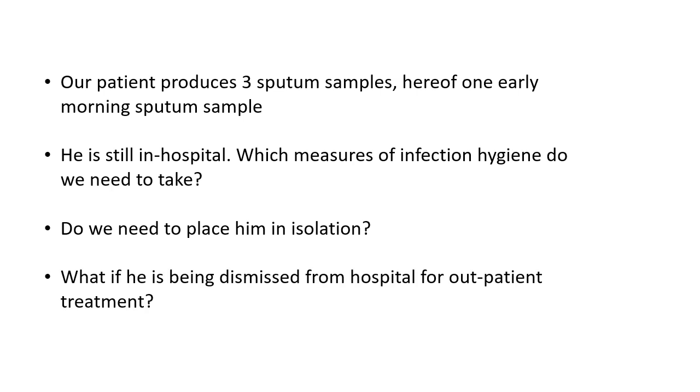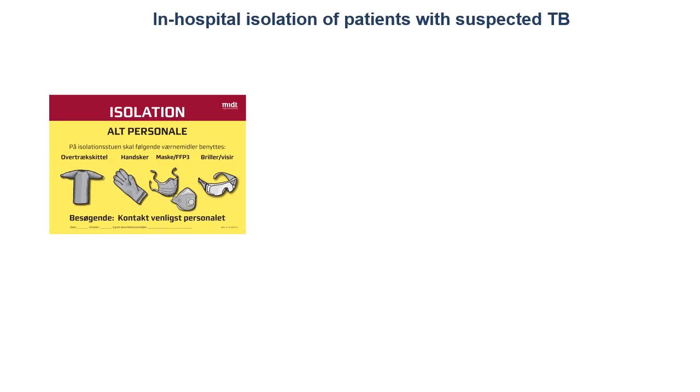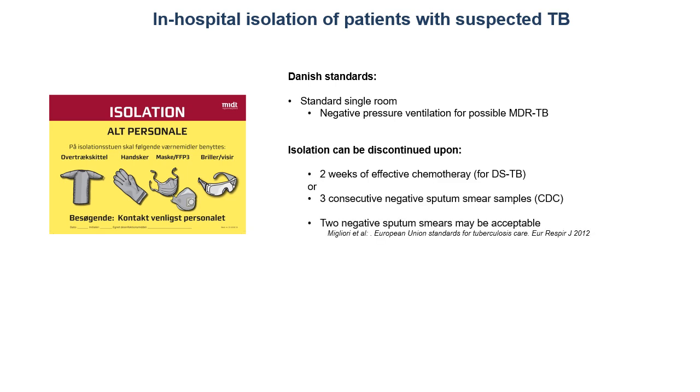What if he's being dismissed from hospital for outpatient treatment? Now, let us first take a look at guidelines for isolating patients with suspected TB. In Denmark, TB patients are placed in a standard single room under isolation. Now, if there is a presumed risk of multi-drug resistant TB, patients should be placed under negative pressure ventilation.